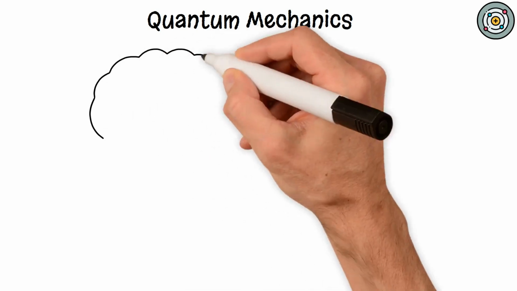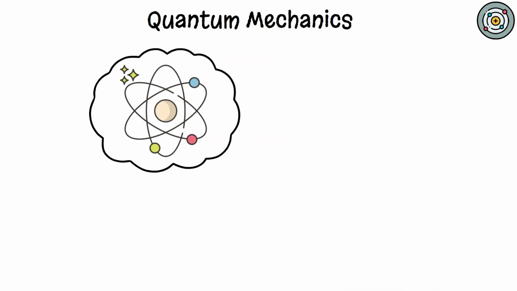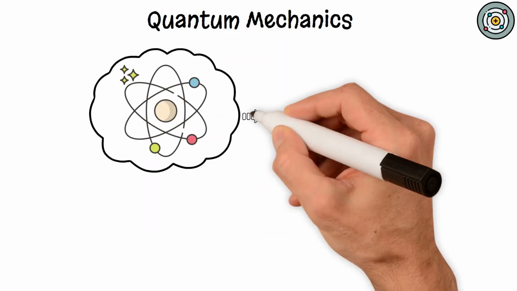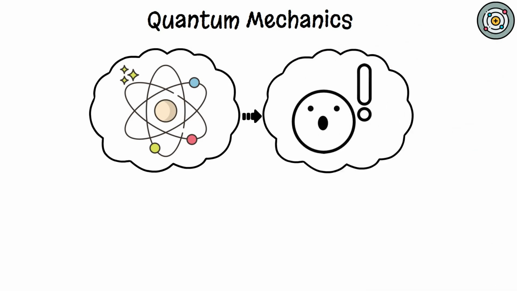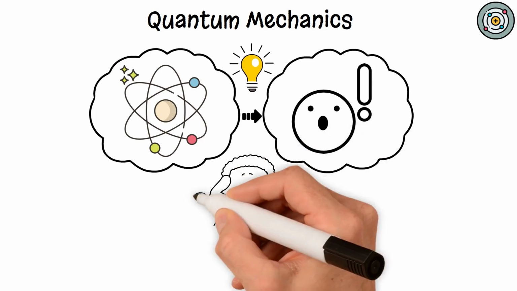Quantum mechanics. Quantum mechanics is the study of very small particles like electrons and photons, which behave in surprising ways. Let's break down some of the key ideas with examples that are easy to understand.